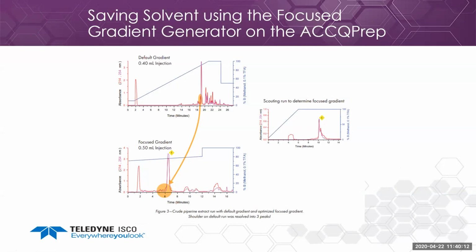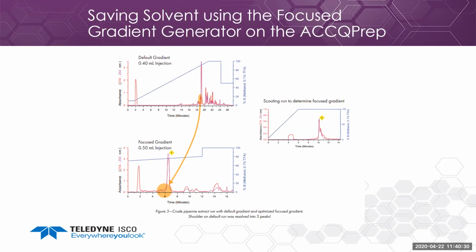So basically, it's not even moving down the column. It's just sitting at the top of the column until you get to about 65% B. And then it starts to travel down the column. That's where we actually get separation, retention and separation. And then after that point, at about 85% B, it's off the column.